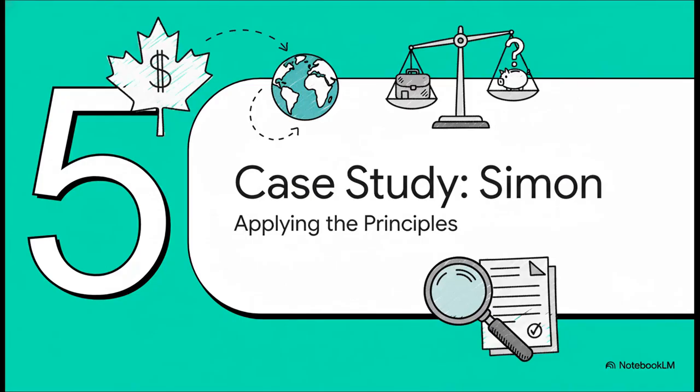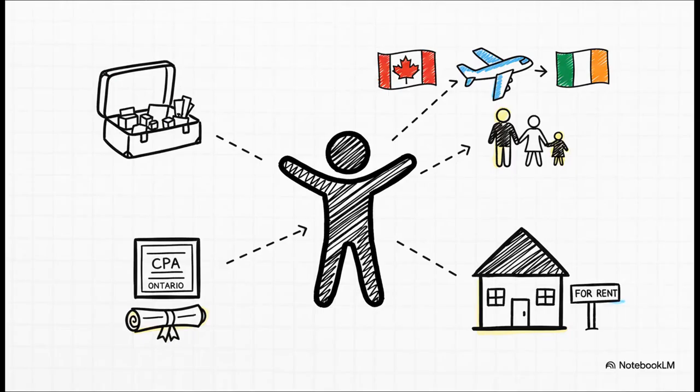All right, theory is great, but let's see how this all plays out in the real world. We're going to use a case study to apply all these principles to a situation and see how the CRA would most likely look at things. So let's meet Simon. He's taken a permanent job over in Ireland. His wife and his kids moved with him, and they packed up and took all their personal stuff. But here's the twist. He couldn't sell his house because the market was terrible, so he decided to rent it out. And for his career, he kept his CPA Ontario membership active.